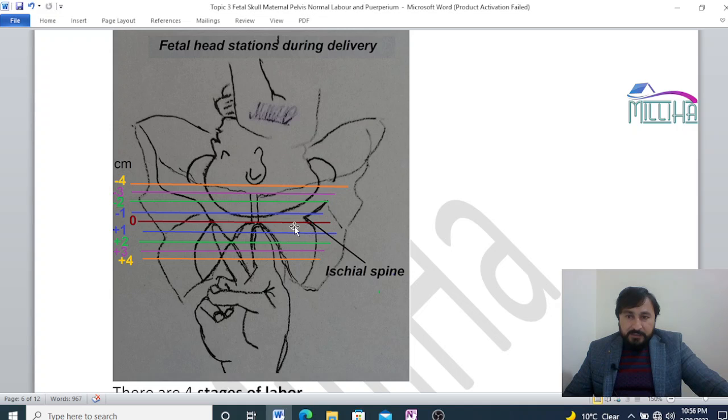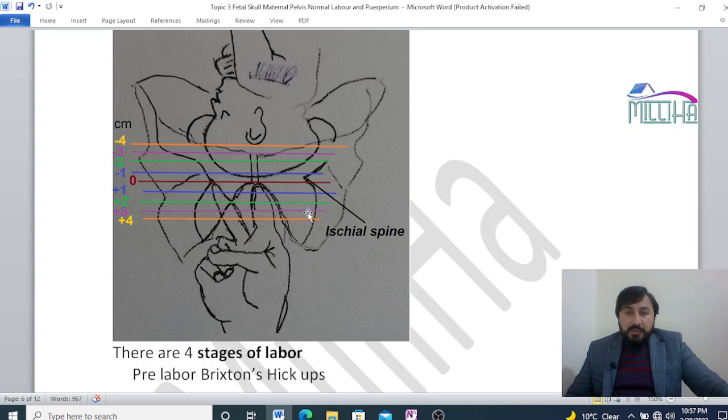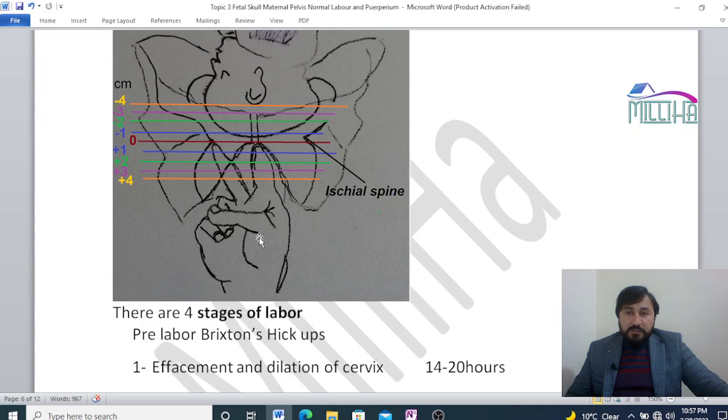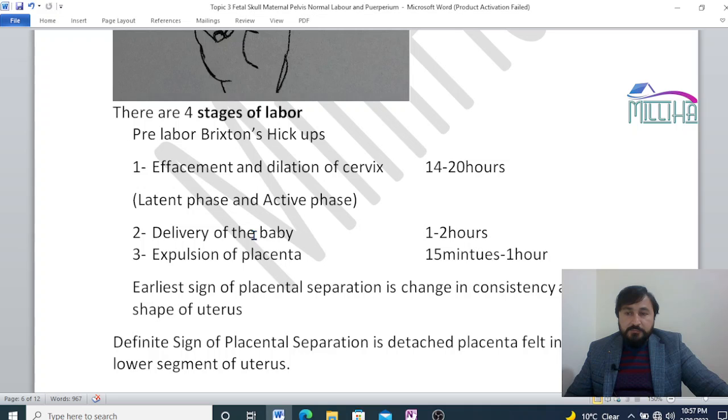Okay, so the red line is at zero station. Above it is minus 1, minus 2, minus 3, minus 4 in centimeters. Below is plus, sorry, above is minus. When the head is here, it has not descended, it is called minus 4 station. If the head has already almost delivered, it is called plus 4. Above one is called minus 4 and below one is called plus 4. So middle is 0. Okay, so this is ischial spine. These are bimanual fingers to examine. Okay, let's go further, proceed.